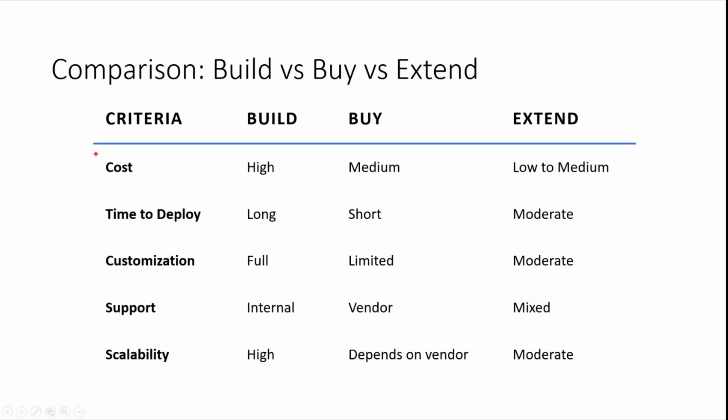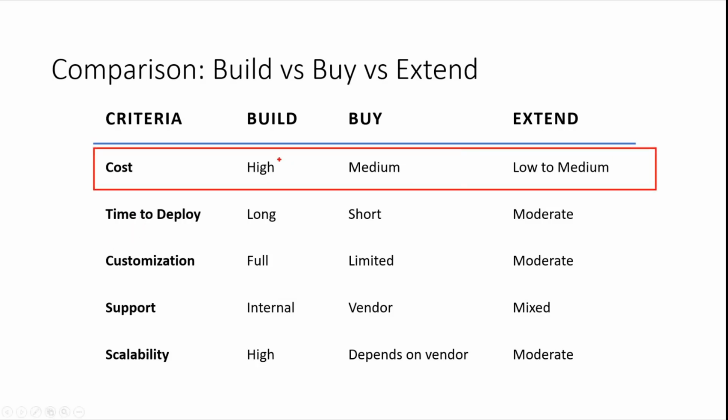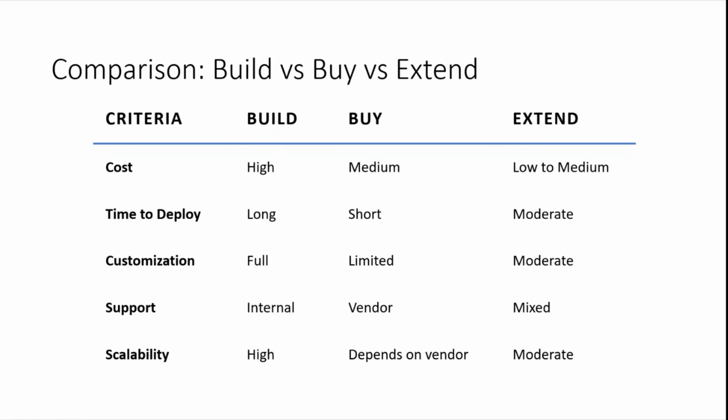For example, obviously, whenever you are building, the cost will be higher. If you're buying, cost will be medium because you can just pay the licensing or subscription fees, but avoid any kind of development cost. And when you are extending, it could be low to medium because you're extending the existing agent with fewer resources than building from scratch, which makes it more cost effective.